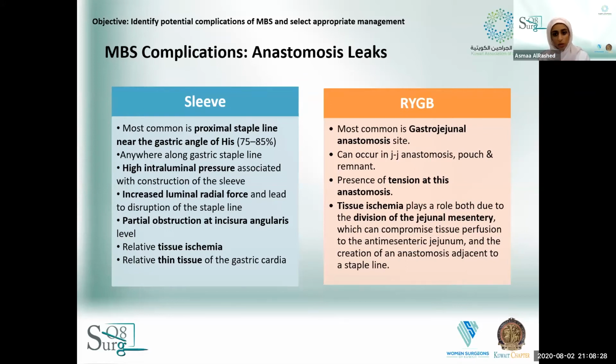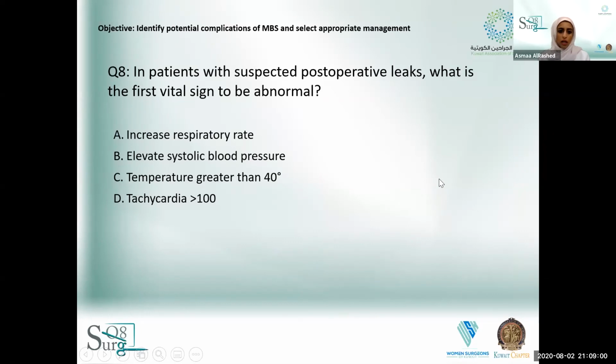Now, if you look at the Roux-en-Y gastric bypass, the sleeve has only one long line, while the Roux-en-Y gastric bypass has multiple staple lines, right? The most common site is actually the gastrojejunal area, where it leaks the most, but it can occur anywhere. It can occur down in the JJ, or from your pouch, or from your staple line, for example. A main cause as well is tension, and as we said, tissue ischemia. I did mention, for example, that when you divide your mesentery, you could cause that, right?